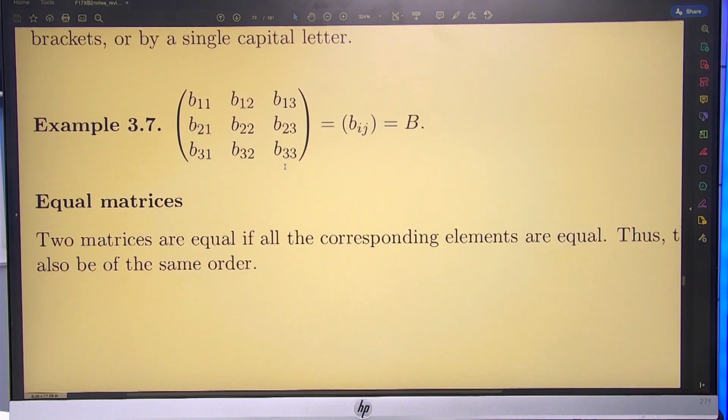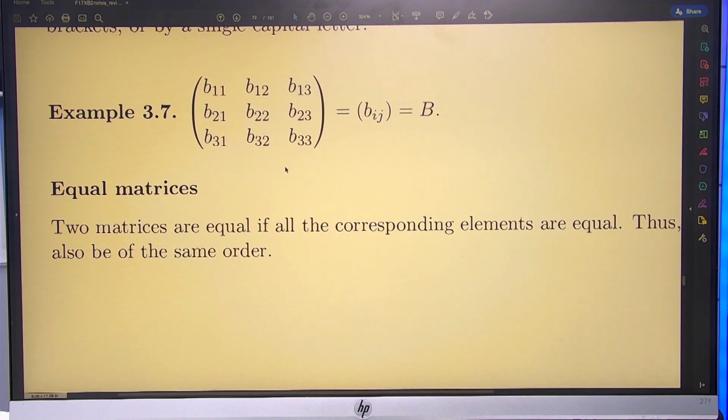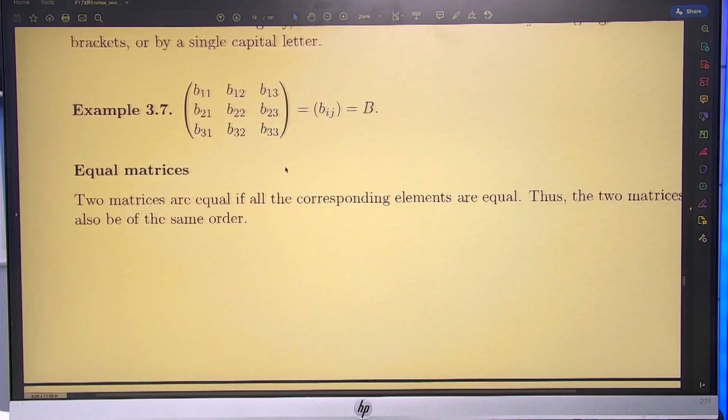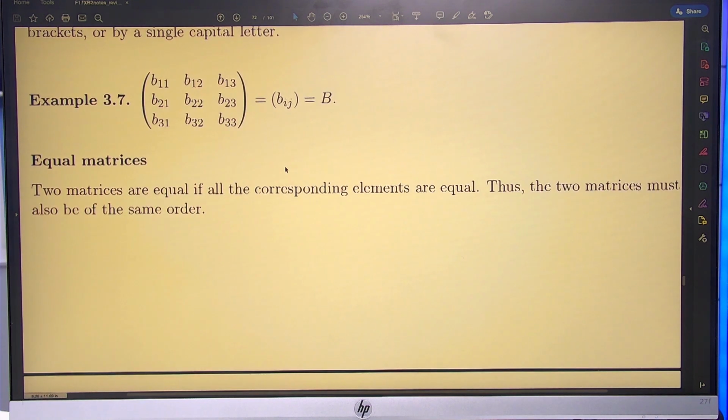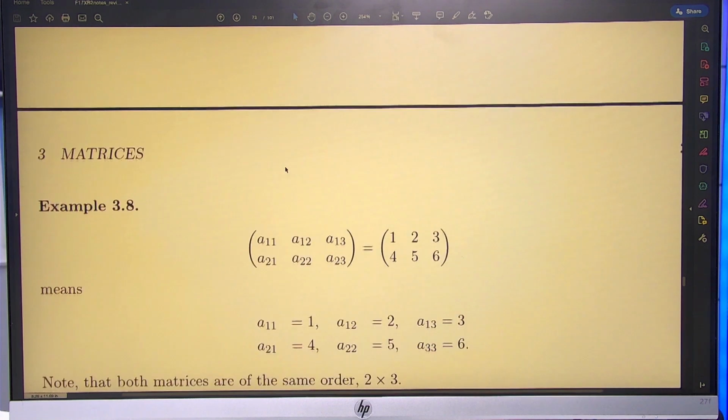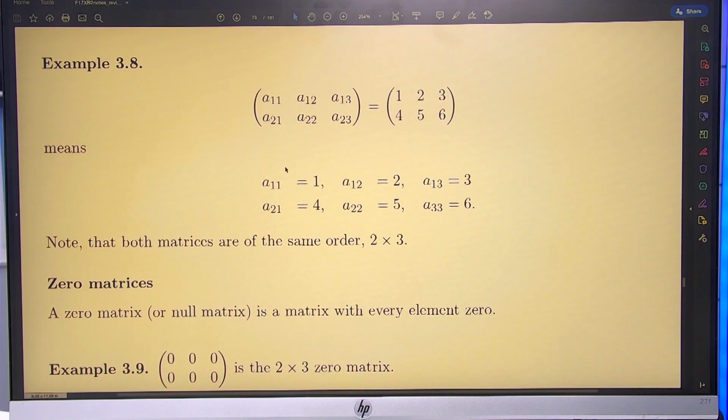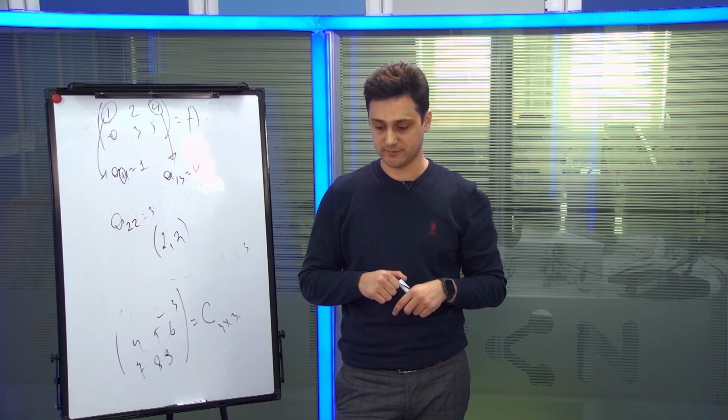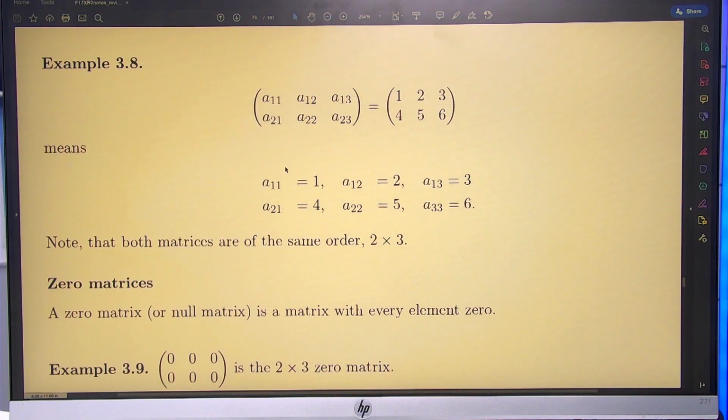Next one is another example. Example 3.7 is related to matrix notation. Well, equal matrices. If we have two matrices, we say that these two matrices are equal if each element of one matrix equals the corresponding element of the other. Only in this case do we say that these two matrices are equal. So example 3.8 shows that we have two different matrices with dimensions 2 by 3. Then it asks under which condition these matrices are equal. It means the first element A11 must equal 1, A12 must equal 2, and so on.